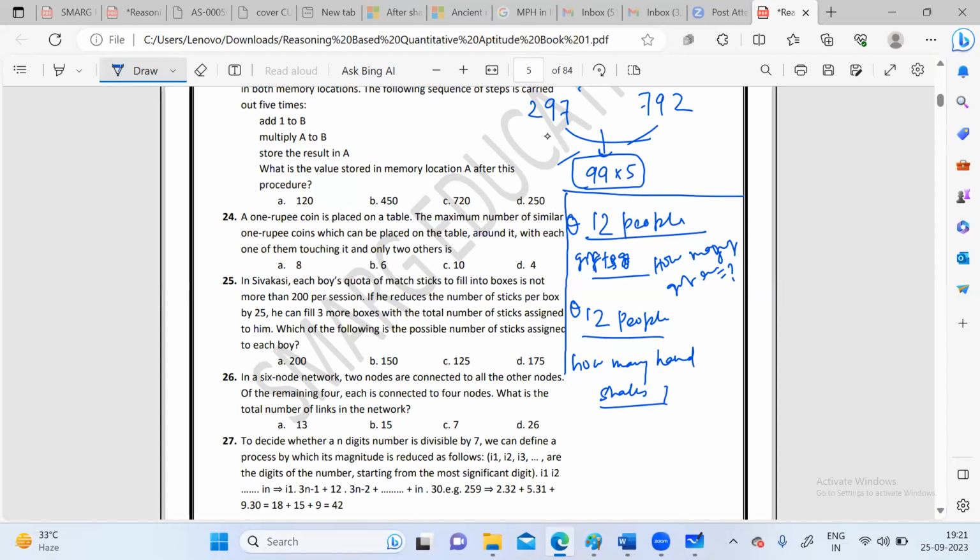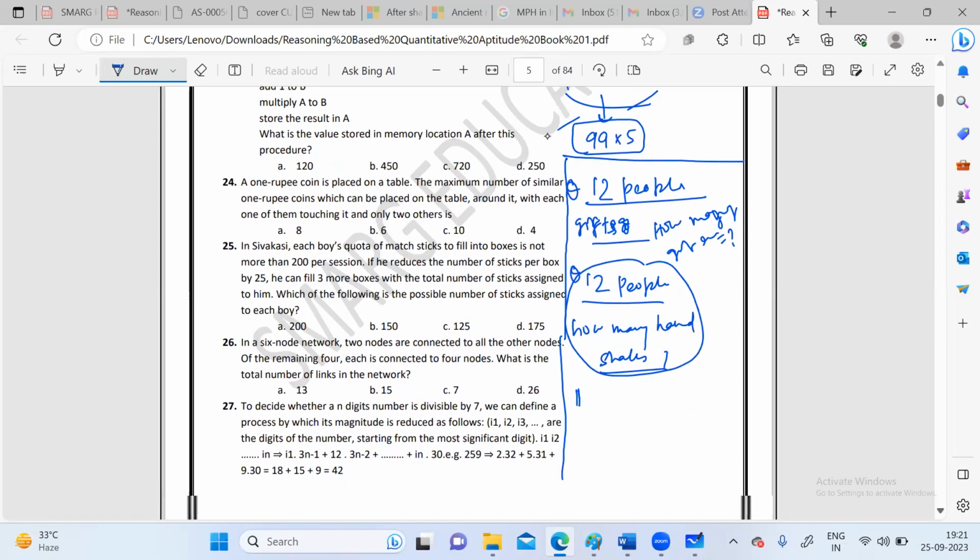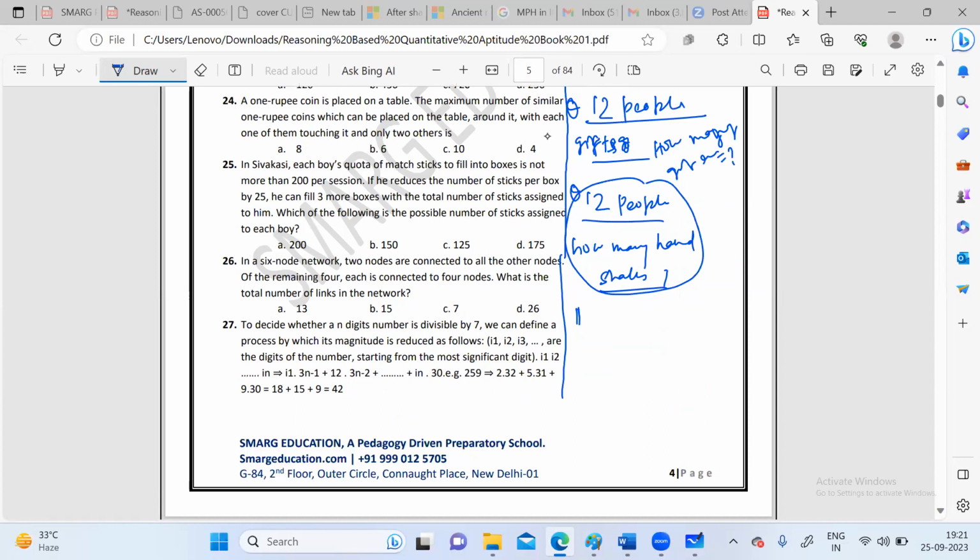So I'll go with the second question first. Let's say the first person of the group. Now you are trying to count how many people he will be shaking hands with. Of course, the first person will shake hand with 11 people. Then the second person will shake hand with 10 people because he has already shaken hands with the first person. In this way, you can go till 12, and the 12th person will not shake hand with anyone.